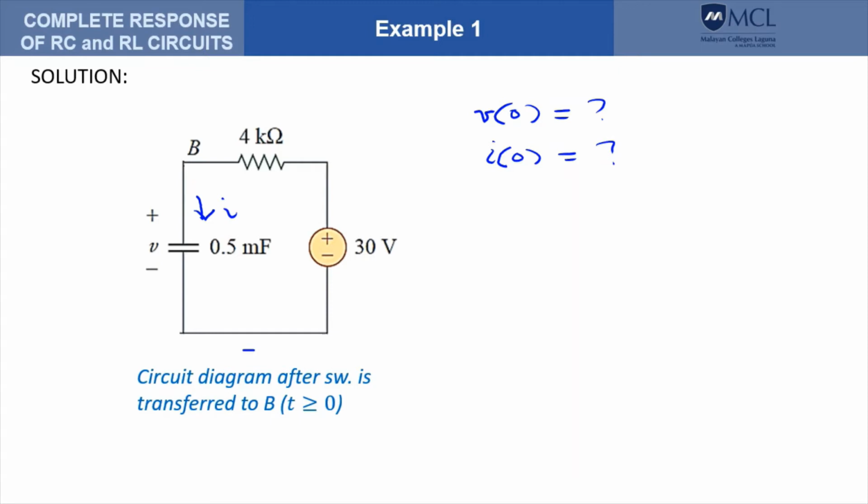Now take note that the voltage cannot change instantly. So the 15 volts that it possessed before the transfer of the switch is still 15 volts at t equals 0. So therefore, the voltage at t equals 0 is also 15 volts.